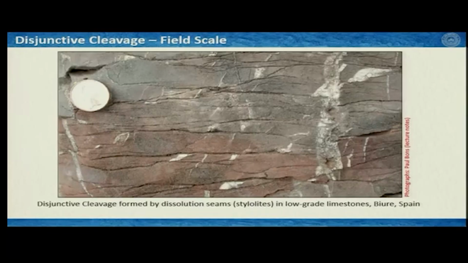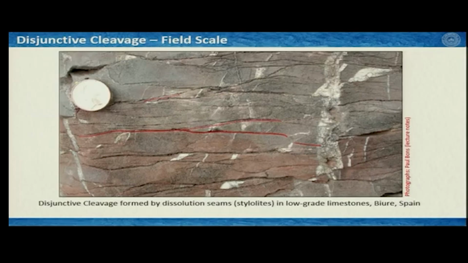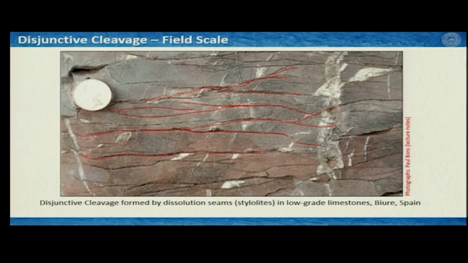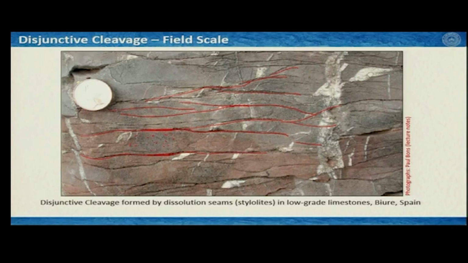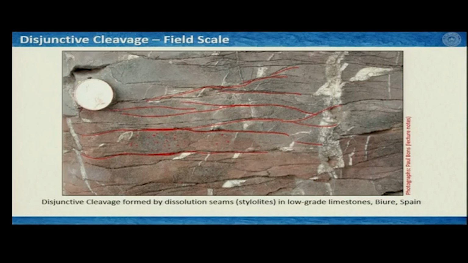Let us have a look at the disjunctive cleavage in the field scale. What we see here are some sort of solution seams. Clearly these are your cleavage domains. They are anastomosing in nature, as you have seen in the illustration a few slides back. A few are strong, a few are weak. But what is important, as we have defined disjunctive cleavages, is that within these two cleavage domains, the material is very much isotropic in terms of its fabric. The fabric is of 0th dimension. So, there is no fabric in between, just these anastomosing cleavage domains we see. So, this is disjunctive cleavage in the field scale.